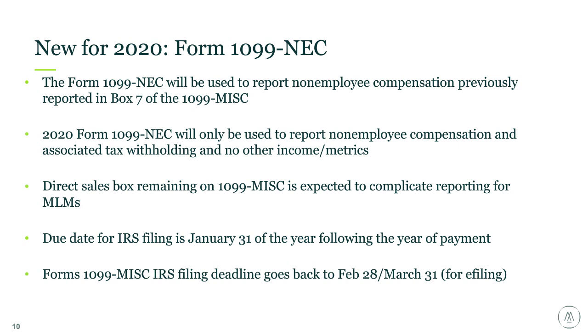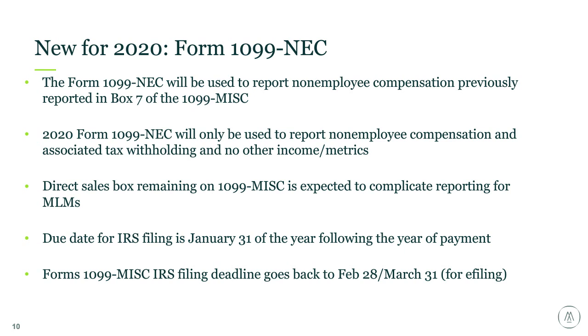This is going to be complicated for 2020 for multi-level marketing companies in the sense that there's the direct sales box that stays on the 1099 MISC, and oftentimes if you're paying distributors, you've got that box checked and you have the Box 7 non-employee compensation income. So that's going to be complicated. The IRS is aware of it. We've issued a number of responses to bring it to their attention if they are not aware. But absent doing MLM reporting, you're really just going to move your Box 7 non-employee compensation income into this new 1099 NEC form.